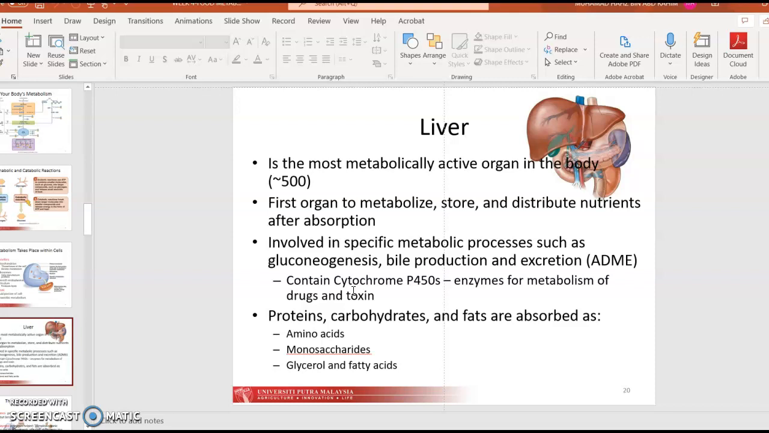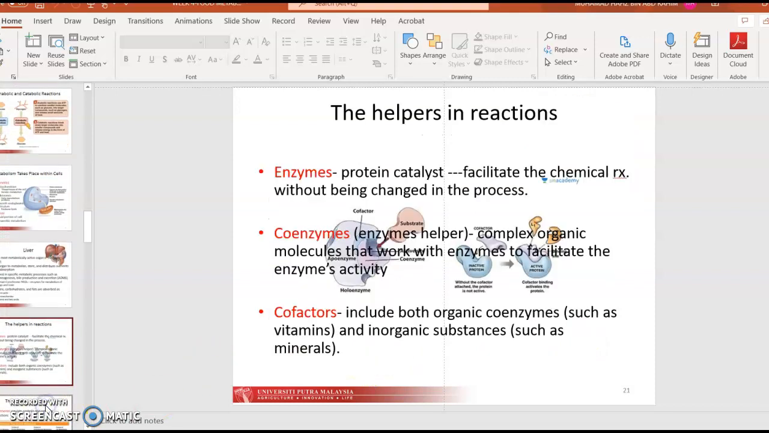Sometimes it can activate the drug, or sometimes it can deactivate the drug. For example, the paracetamol that we take is only activated in the liver. For certain toxins, usually it will detoxify the toxin, meaning that it will try to excrete the toxin out, but in certain cases it can even increase the toxicity of the toxin. Protein, carbohydrate, and fats are absorbed as amino acids, monosaccharides, cholesterol, and fatty acids, the monomers.